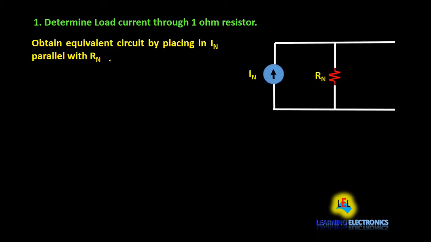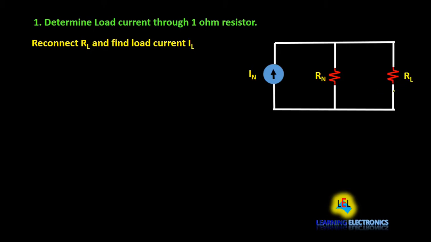Now next step is to reconnect RL and find the load current through load resistance RL, which is IL. When we connect the load resistance RL, the circuit will look like this. We have to find out the load current IL through this RL. RL is equal to 1 ohm here, RN is equal to 15 ohm, and IN is equal to 5.67 ampere.